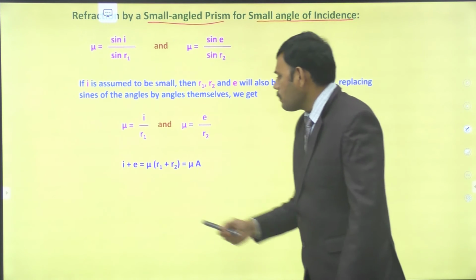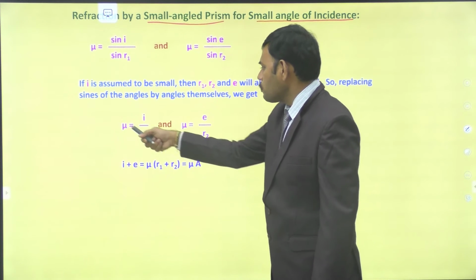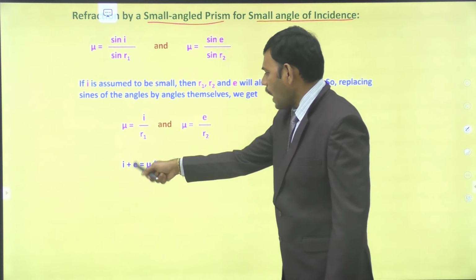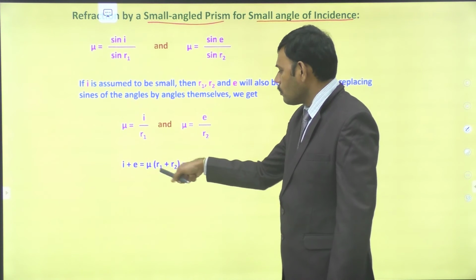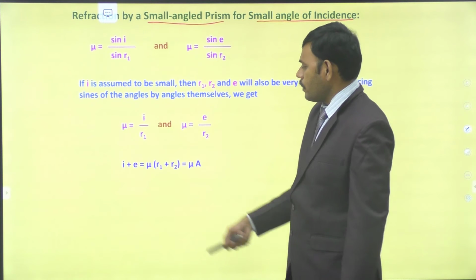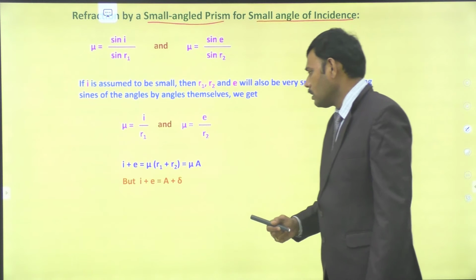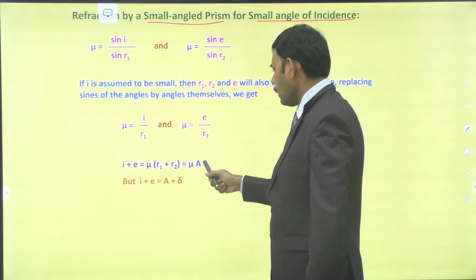Then let us find I plus E. I becomes mu R1, E becomes mu R2. Therefore, I plus E becomes mu R1 plus mu R2, mu common, mu of (R1 plus R2). We know that R1 plus R2 is the angle of prism, that is A, so it is mu into A. Therefore, I plus E is mu A.